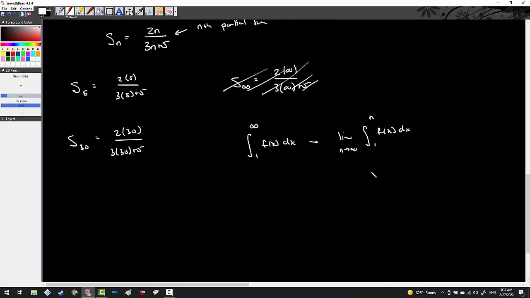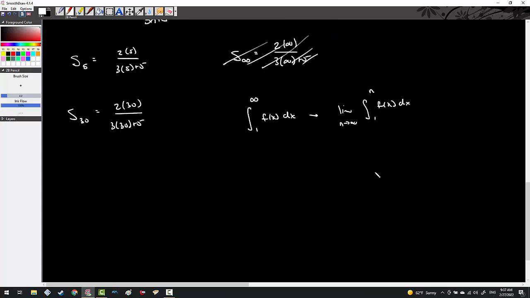And so what I'm going to do is employ that tactic here to partial sums. So instead of doing s sub infinity, I'll just say s sub n is equal to the limit as n goes to infinity of 2n over 3n plus 5.